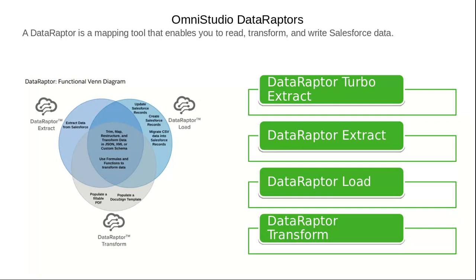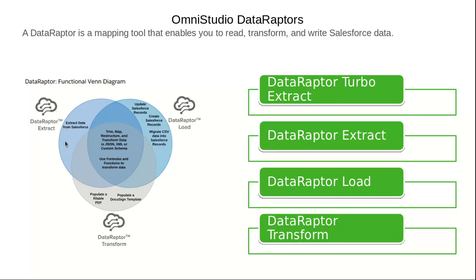The Dataraptor Transform, right? It's just for when you wanted to transform one form of JSON to another form. For instance, you are getting JSON from multiple sources, but you wanted to transform them into a single source so that you can use that in a flashcard. So you use the Dataraptor Transform. Also, if you wanted to print a fillable PDF or you want to populate a DocuSign template, you can do that using Dataraptor Transform.